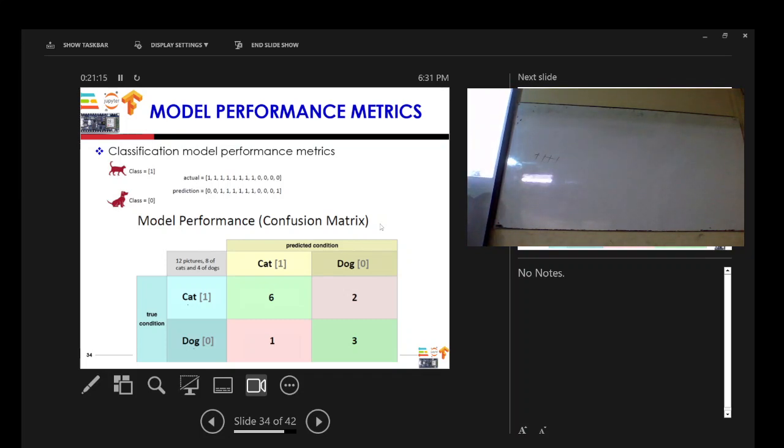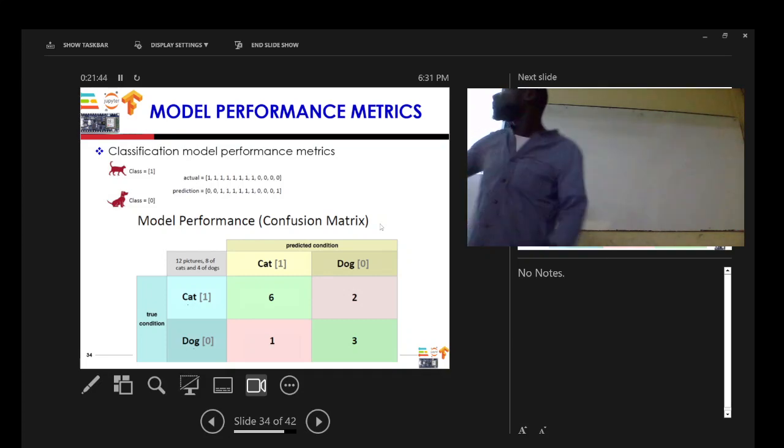Then I go to the next one. My next one is the same. The actual one is a cat. It predicted a dog. So I increase this one. I do that for all. If it's a cat and it predicts a cat, I'll come and do this. If the actual thing is a dog and it predicts a cat, I'll come here. If it's a dog and it predicts a dog, I'll come here. Understood? So in the exam, I can give you something like this and tell you to draw the confusion matrix.